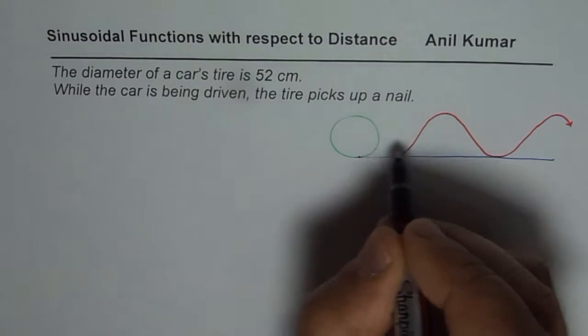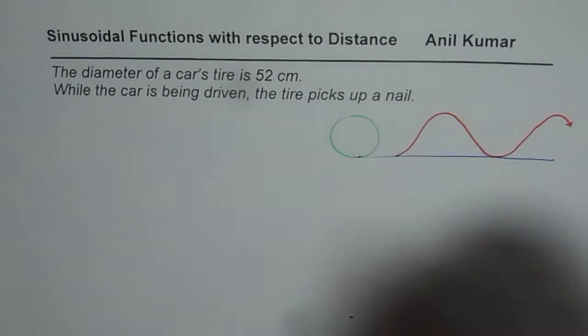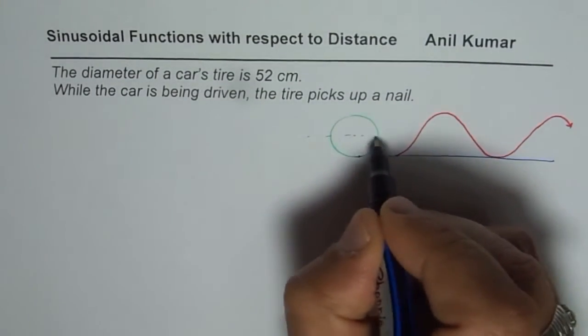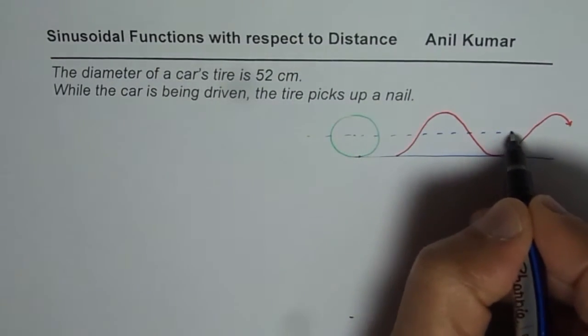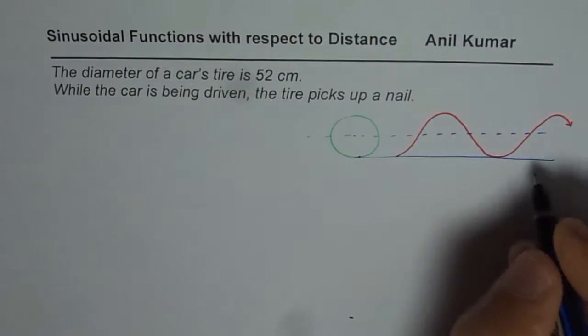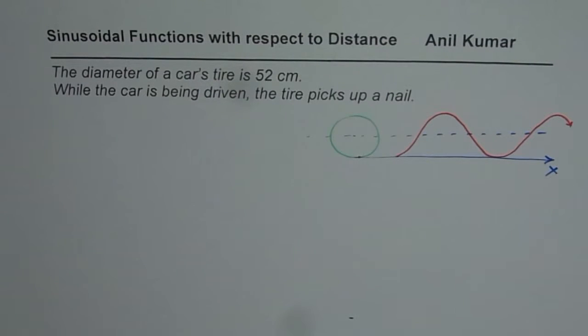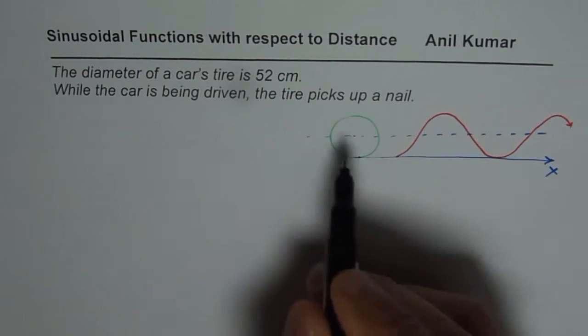That represents the height of the tire. So it is the height. We can have the axis right there in the center of the wheel, right? And let us say this is the horizontal distance in x. Now we are trying to analyze this particular situation.